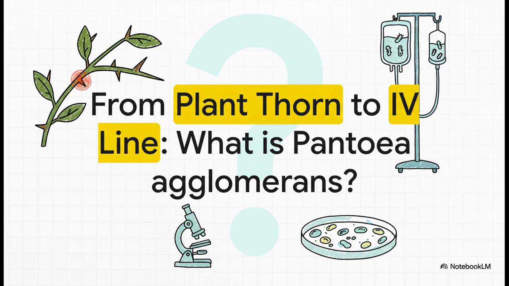So, what is Pantoea agglomerans? Well, you can think of it as having a double life. On the one hand, it's this totally common bacterium you'd find just about anywhere in the environment, on plants and the soil. But on the other hand, it can be a really nasty opportunistic pathogen, causing anything from an infection from a splinter to a massive hospital-wide outbreak. It's this duality that makes it so clinically important.